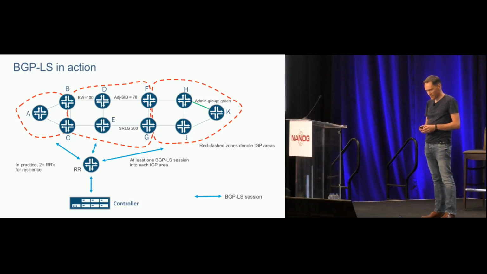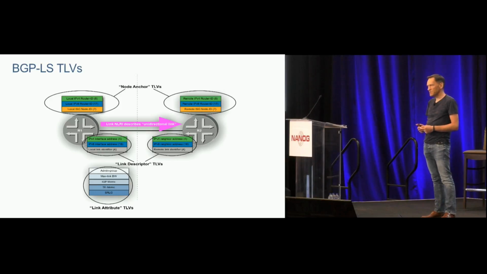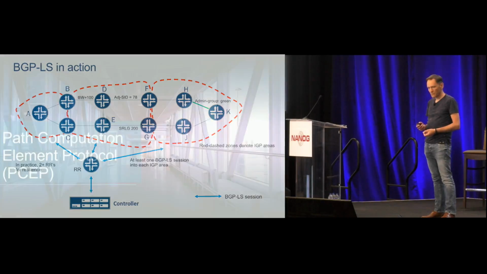Now, a couple more words about the nuts and bolts behind BGP-LS. What it's doing is using TLVs to describe nodes, things like IPv4, IPv6 loopback addresses, ISO address if it's an ISIS speaker. And then for link attributes, things like what's the bandwidth of this link, any admin groups that have been configured, IGP metric, and also things like adjacency SIDs if segment routing is being used, because those are covered by traffic engineering extensions to BGP-LS. So that's BGP-LS in a nutshell.